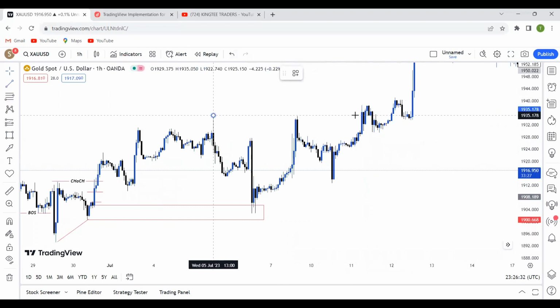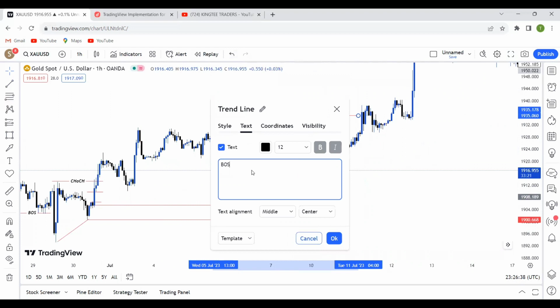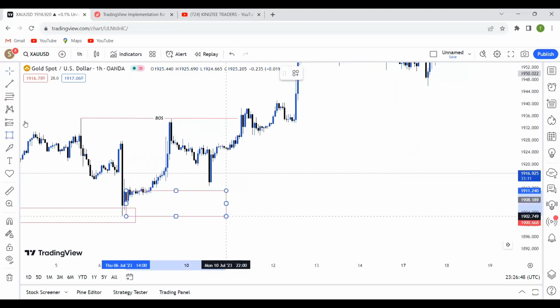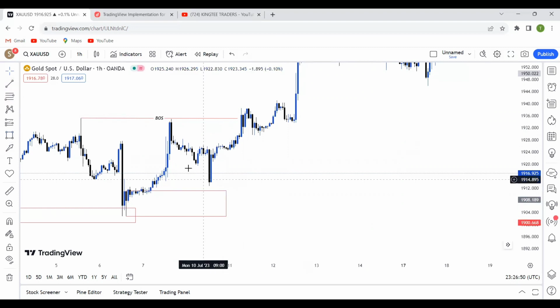After the market hit our take profit, it still created another break of market structure. This is our break of structure. Then obviously after this break of market structure, we're going to have our order block here, which is the last bearish candlestick. Again, we're having an inducement liquidity here.